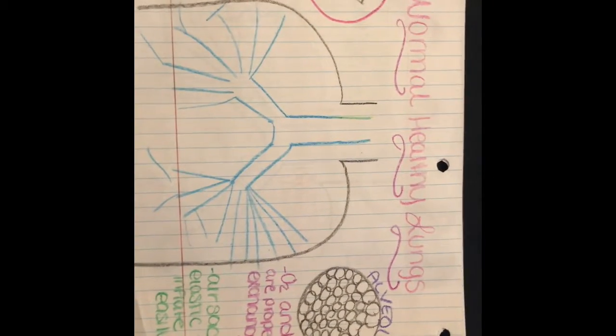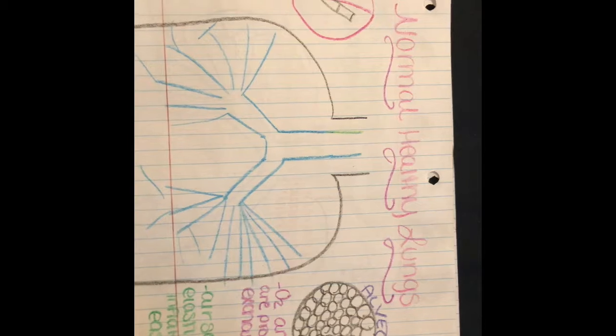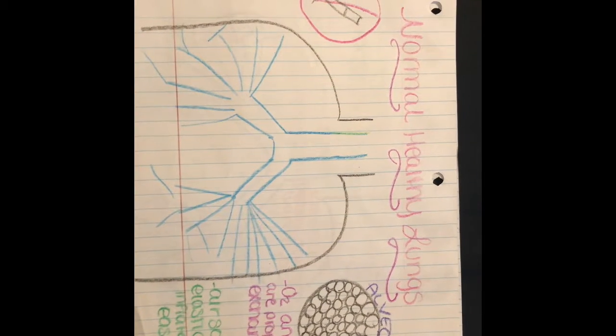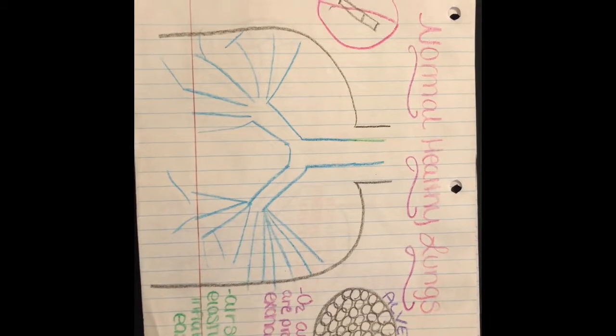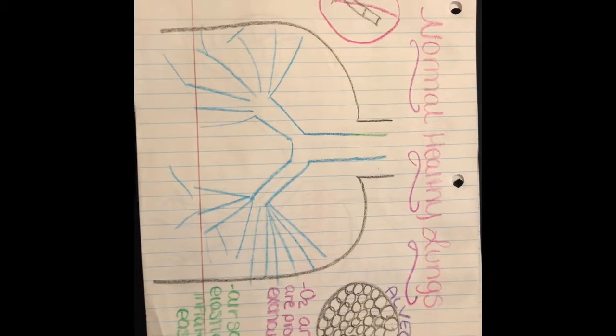The alveoli are probably one of the most important structures in the lungs, in my opinion, because they're responsible for the proper exchange of oxygen and carbon dioxide. So if we can't properly exchange oxygen and carbon dioxide, we're definitely going to have some problems.